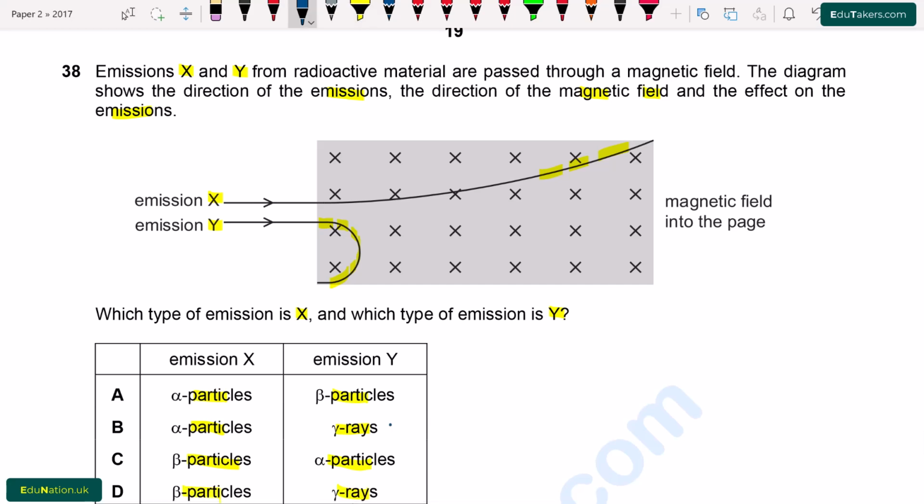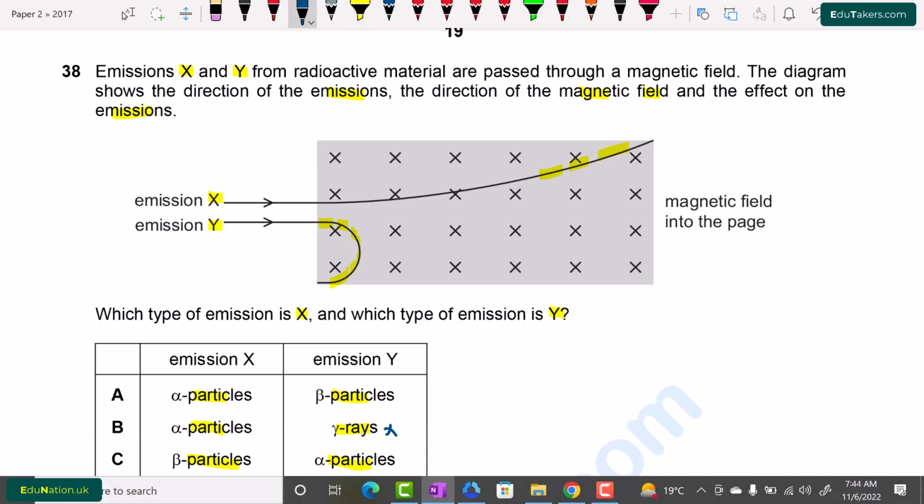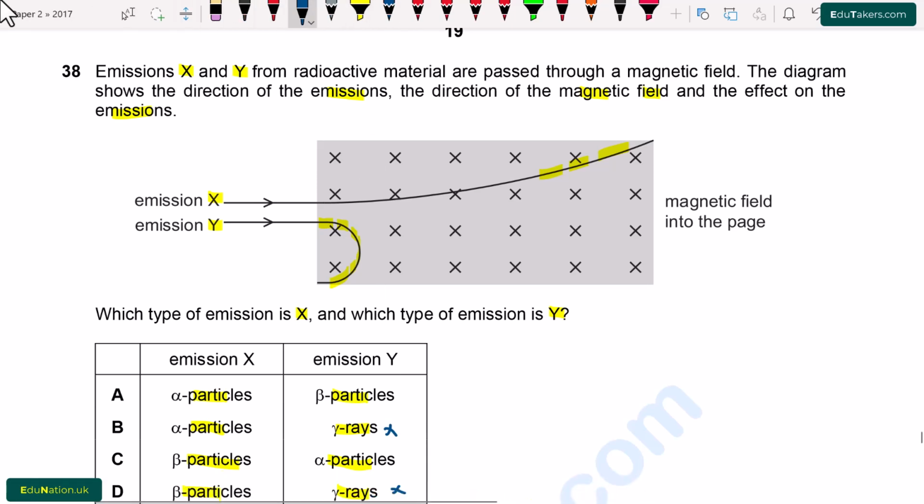From here, options B and D, both of these are incorrect because they include gamma rays. But for emission X there is less bending, and for emission Y there is large bending. The large bending occurs only for the particle that is less massive. The mass of the alpha particle is larger as compared to the beta particle. So emission X is the alpha particle, while emission Y is the beta particle. In option A, emission X is the alpha particle while emission Y is the beta particle. So option A is correct.